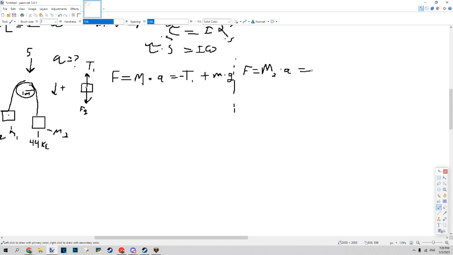So that is also equal to this tension here, tension 2, which is once again going to be negative because it's going up instead of down, plus, and we said down was positive, so plus Fg here, which is just mg, so times mass 2 by gravity.